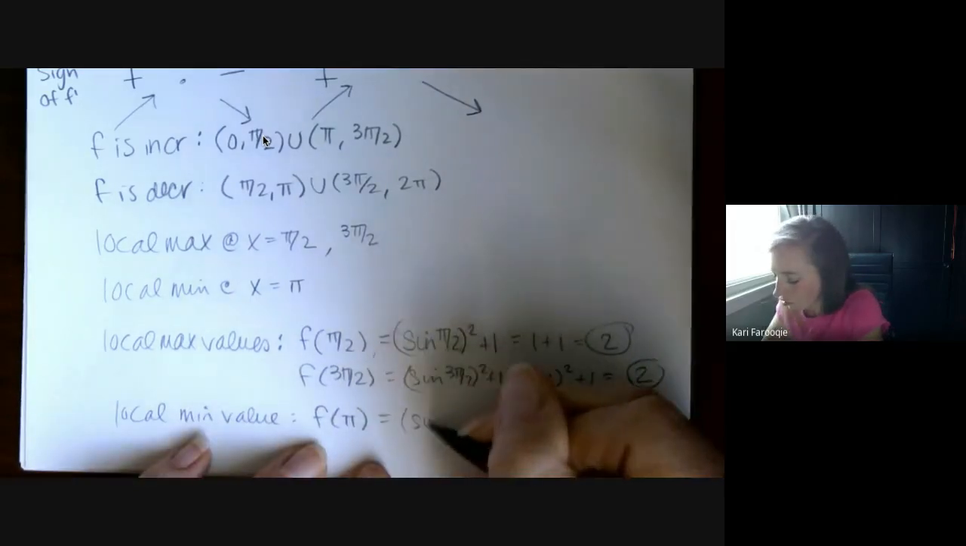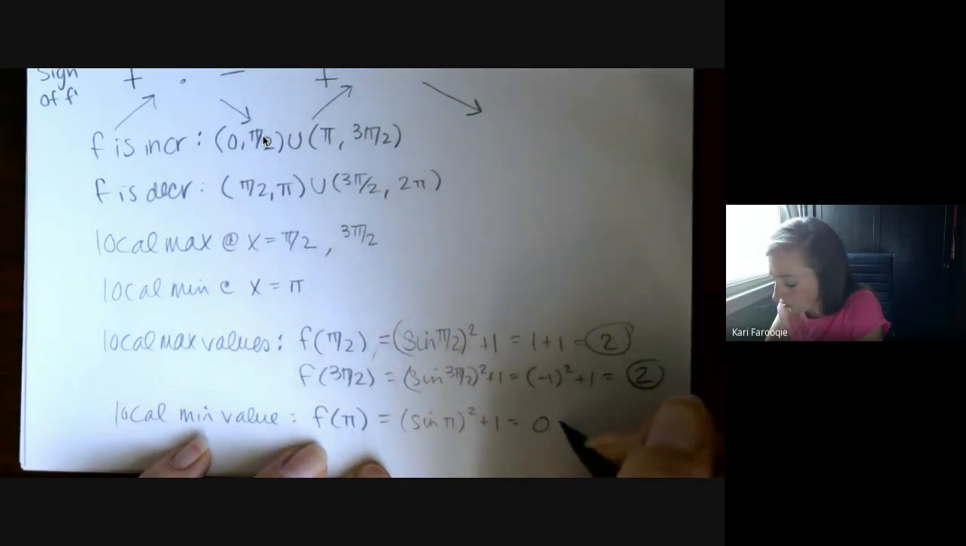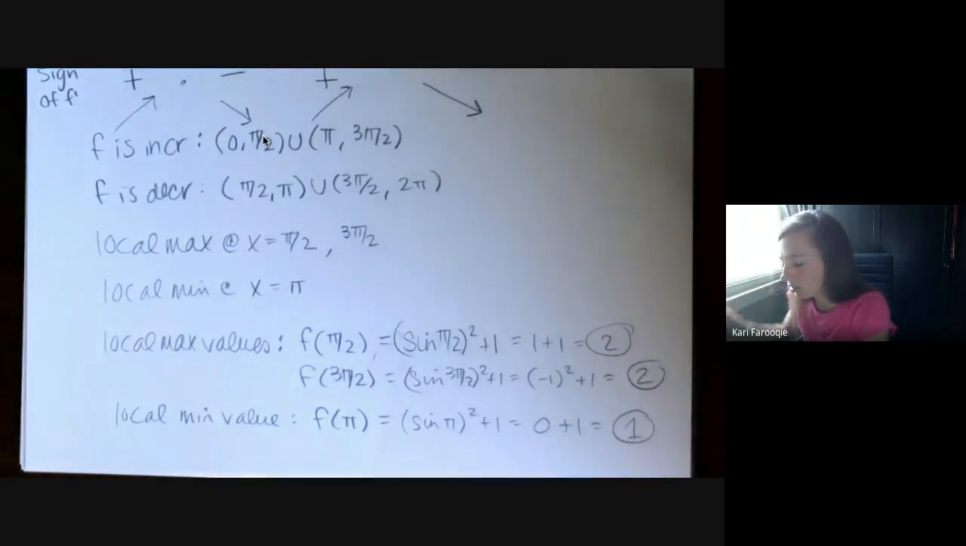The sine of pi is 0. Square it and you still get 0. Add 1 and you get 1. And it makes sense that your max values would be the same, because we just have this oscillating trig function. So it's going to hit the max, go back down, hit the max again, hit the min again. And if we took this interval out even further past 2 pi, you'd see that behavior continue.